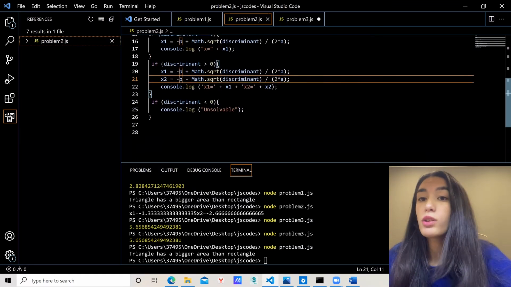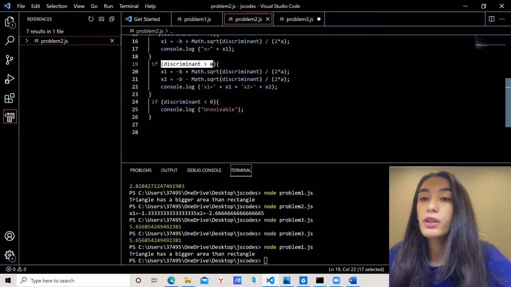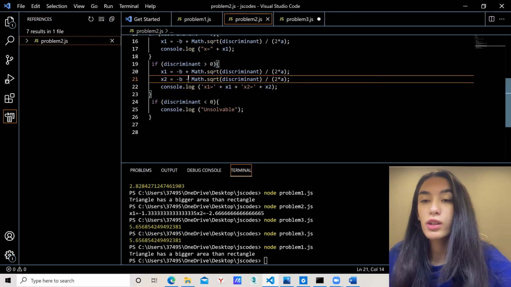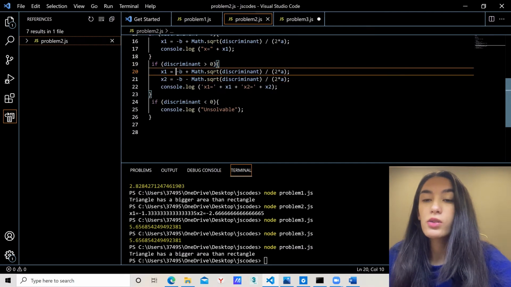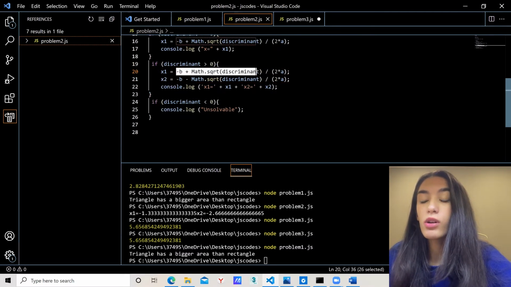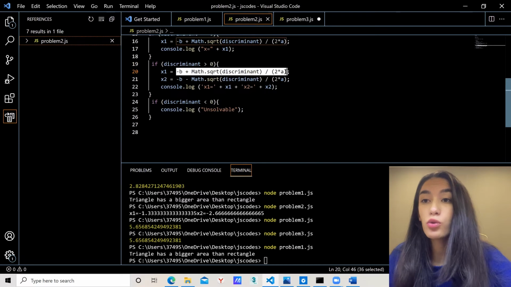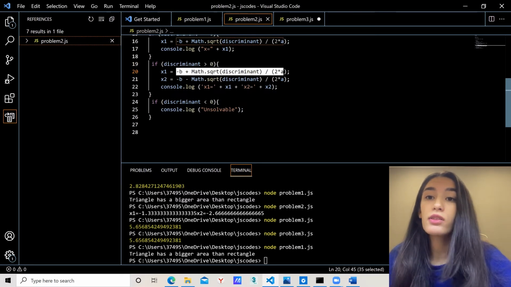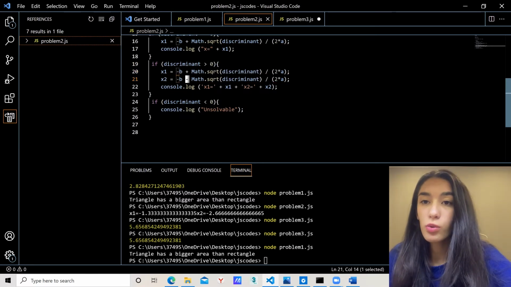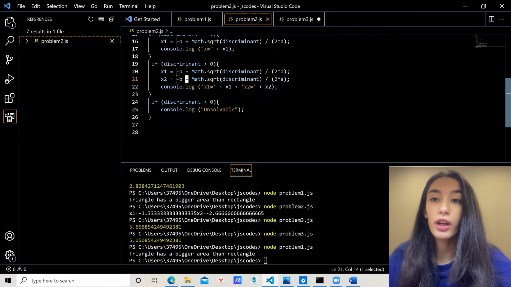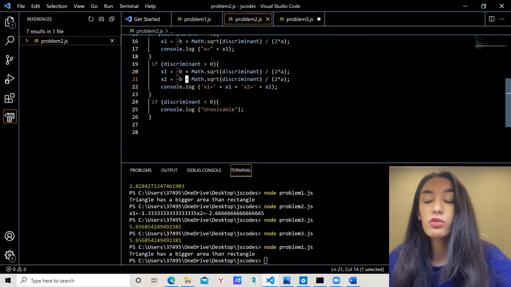The third case is when discriminant is bigger than 0, so it is positive, and in this case we'll have two roots, x1 and x2. x1 is equal to minus b plus square root of discriminant divided by 2 multiplied by a, and x2 is the same thing, just with the minus. This is the formula for calculating roots when discriminant is bigger than 0, and it has two solutions.